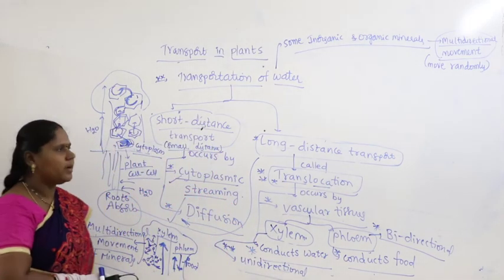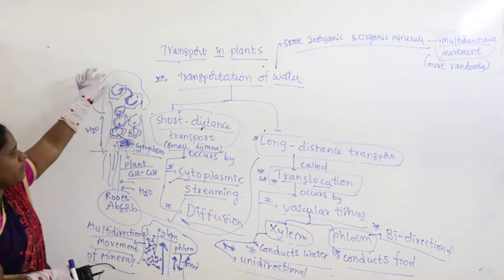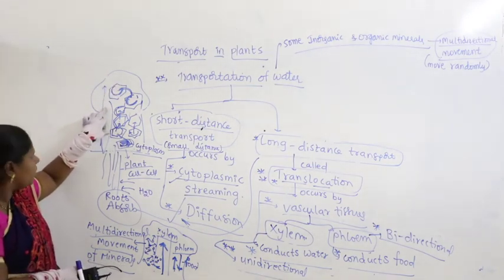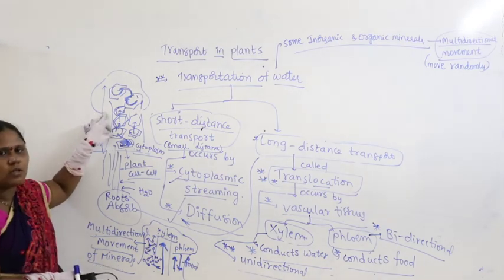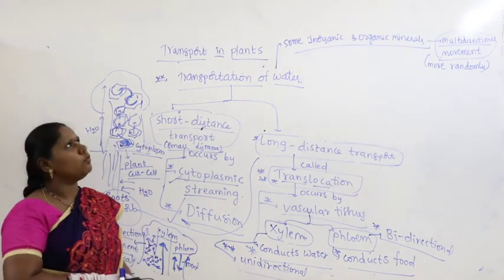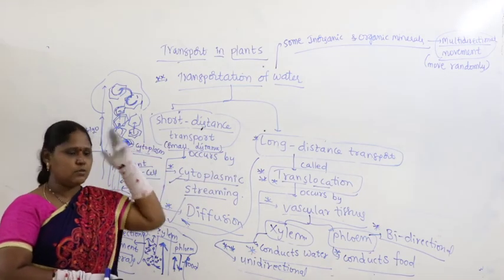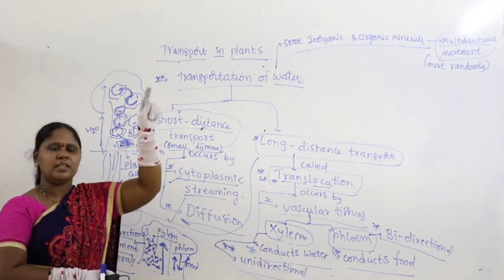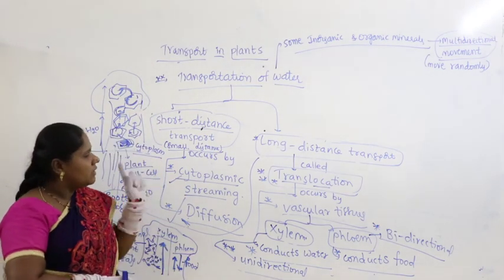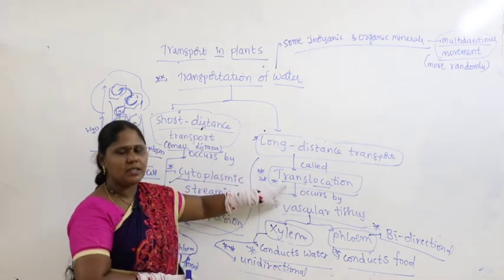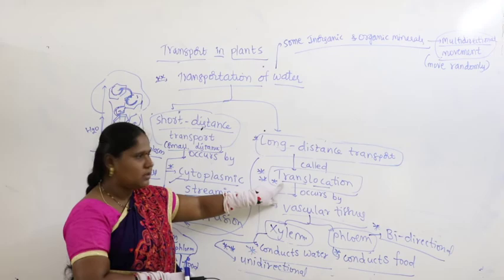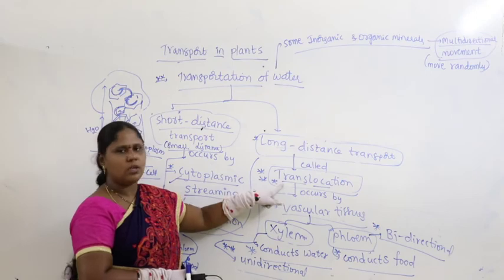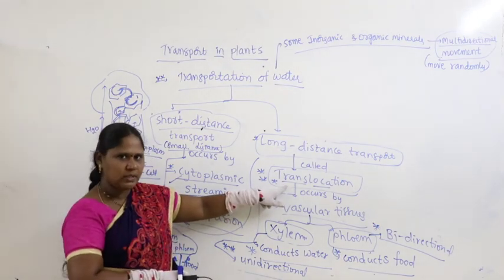Long distance from where to where? From the base of the stem to the tip of the leaf. I have drawn the plant so small here, but in our environment you find huge plants. Over such a long distance from the base of the stem to the tip of the leaf, water and minerals have to get transported. Such a process is called translocation. What is translocation? Long distance transport of water and minerals is called translocation. Don't worry, we will get back to translocation once again.